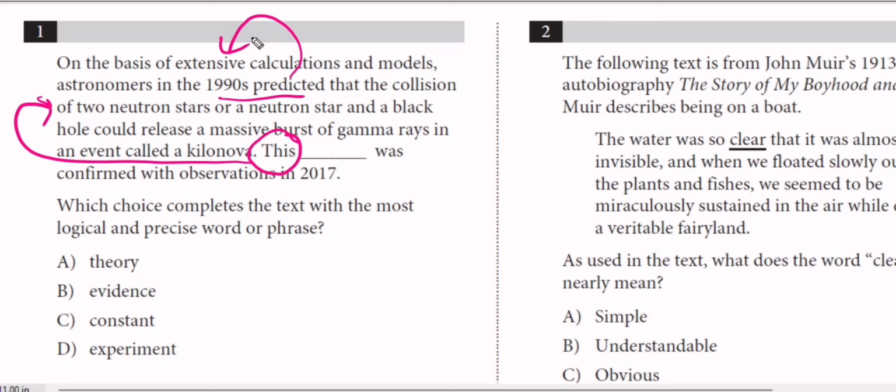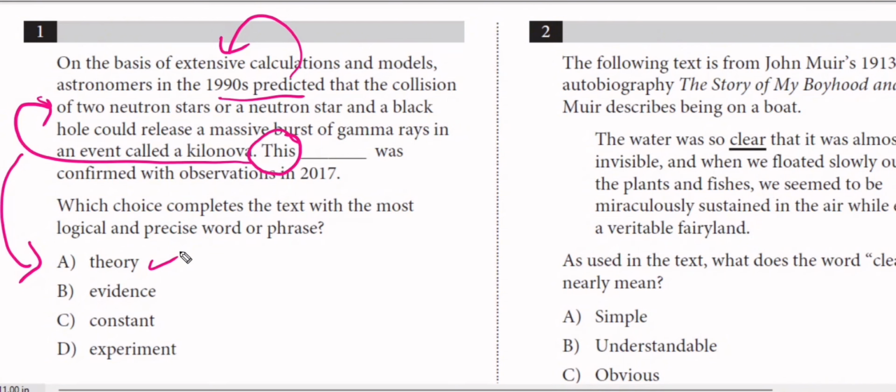Now I'm gonna skim the answer choices, having this prediction in my mind. Answer choice A says theory, and theory here can be a good match because theory means an explanation that is scientifically accepted. So it can mean like a prediction that is based on extensive calculation. So I'm gonna tick next to A, and then I'm gonna go through the other answer choices so I can be sure that A is the only correct answer.